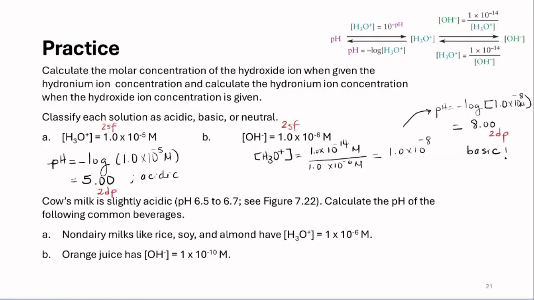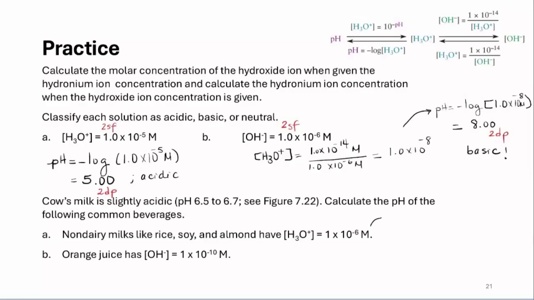Let's now move on to the other example that we have on the slide. It reads, cow's milk is slightly acidic, meaning pH of 6.5 to 6.7. We're going to calculate the pH of the following beverages. Similar to what we did in the first part, for non-dairy milks like rice, soy, almond, we can utilize directly pH equals negative log of H3O plus to find the result.